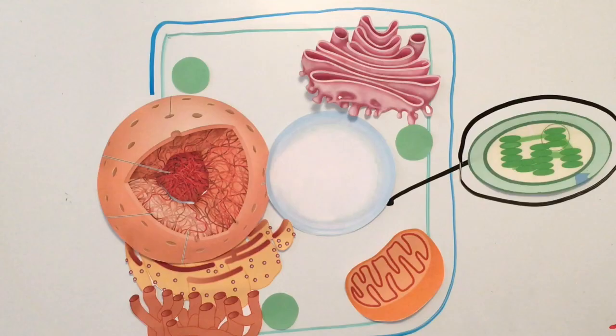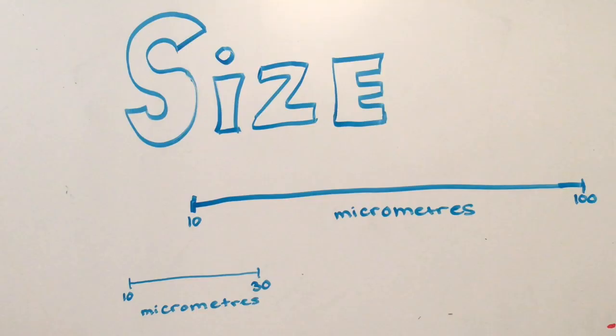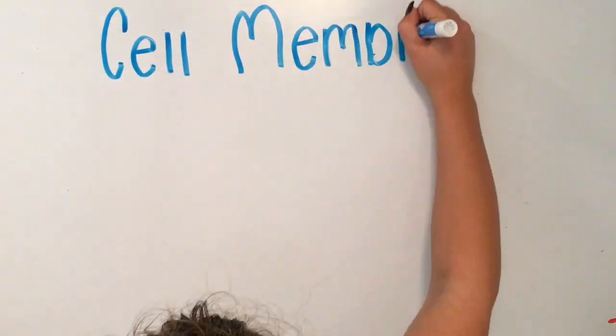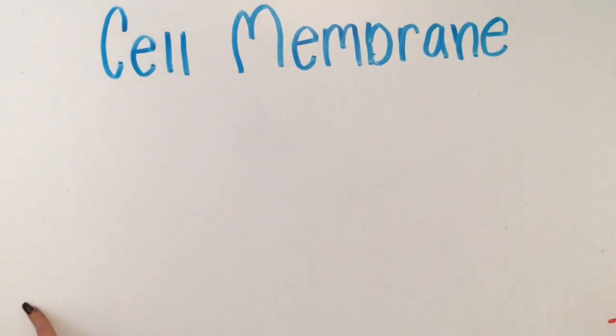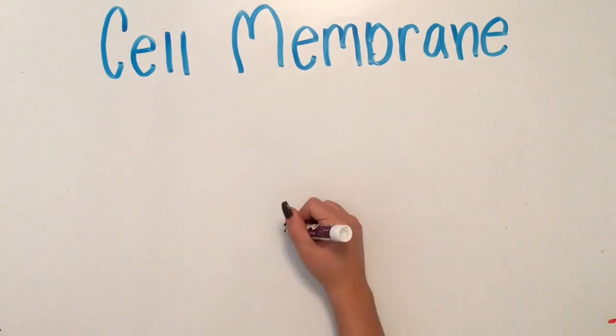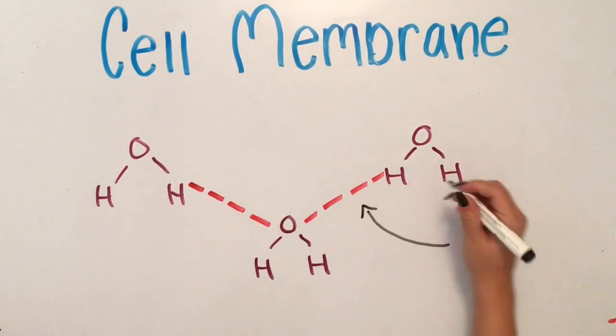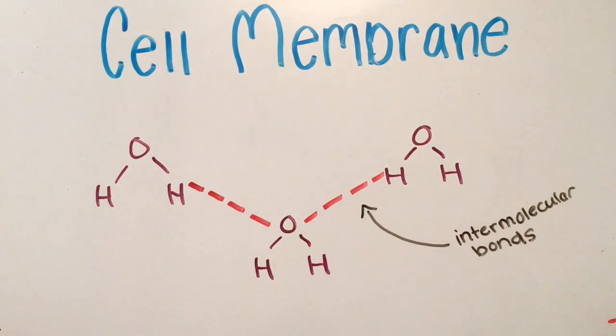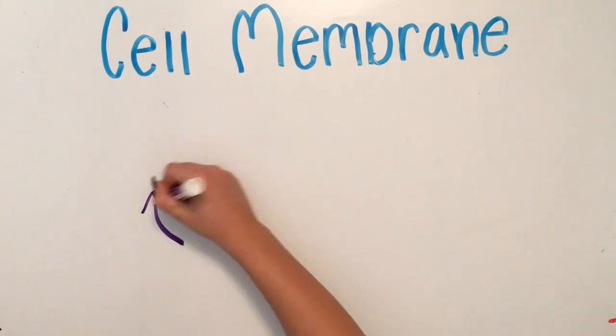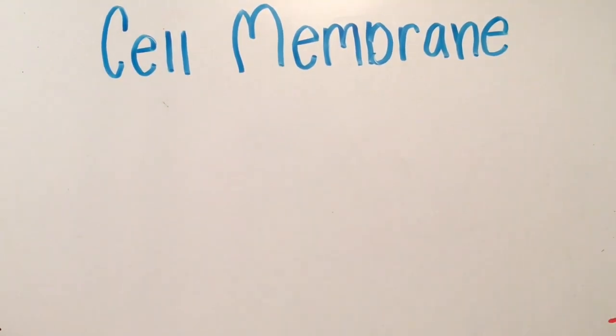Now that we know the plant cell, the animal cell, and every difference in between, let's dive into the cell membrane. Primarily made up of phospholipids, cholesterol, and protein, membrane lipids are held together by weak intermolecular bonds rather than strong covalent bonds. This allows the molecules in a membrane to move about freely.